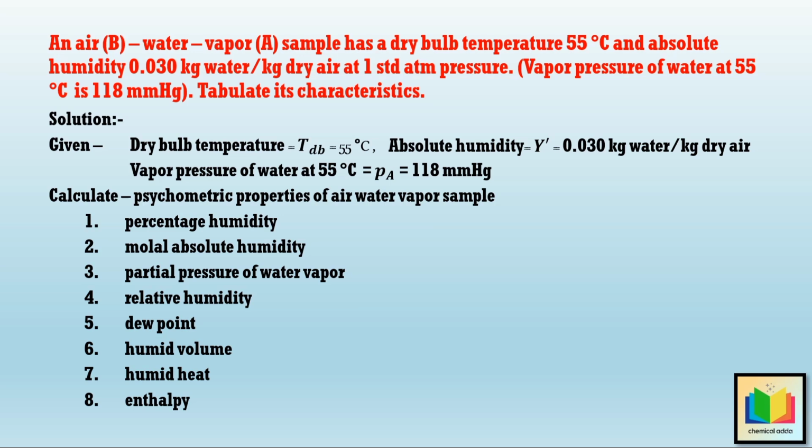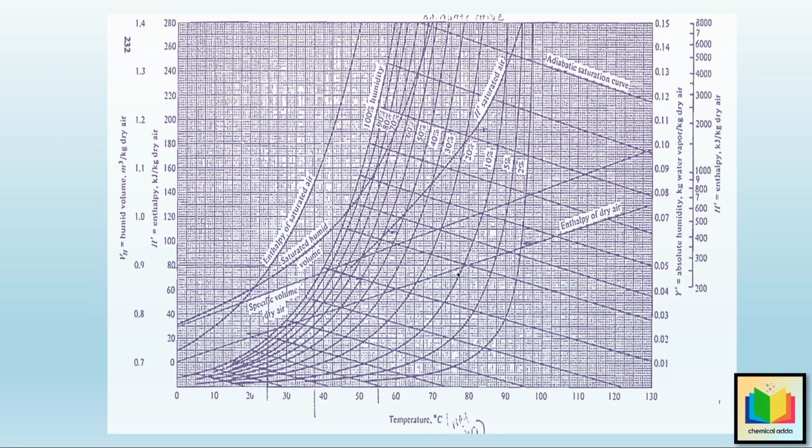So let's start. Okay, so first let's calculate the percentage humidity. By using a psychrometric chart, we can calculate the percentage humidity. As we know, this is the psychrometric chart, where all the properties are presented in SI units. The x-axis shows the dry bulb temperature. The curved lines represent constant percentage humidity values.